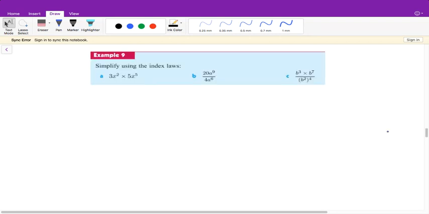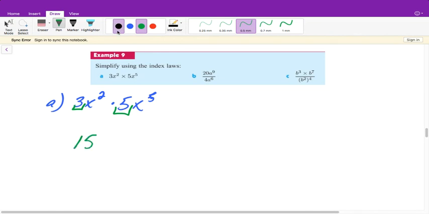All right, our first examples do not necessarily reflect the laws that we just went through, but are more of a continuation from yesterday's video. In part A, we have 3 times x squared being multiplied by 5 times x to the fifth. We multiply our likes together, so we multiply our constants or coefficients together. We get 3 times 5, which is 15. And since these are the exact same variables with the same base, we can use our power law, where we add our powers together. So it becomes 15x to the seventh power.